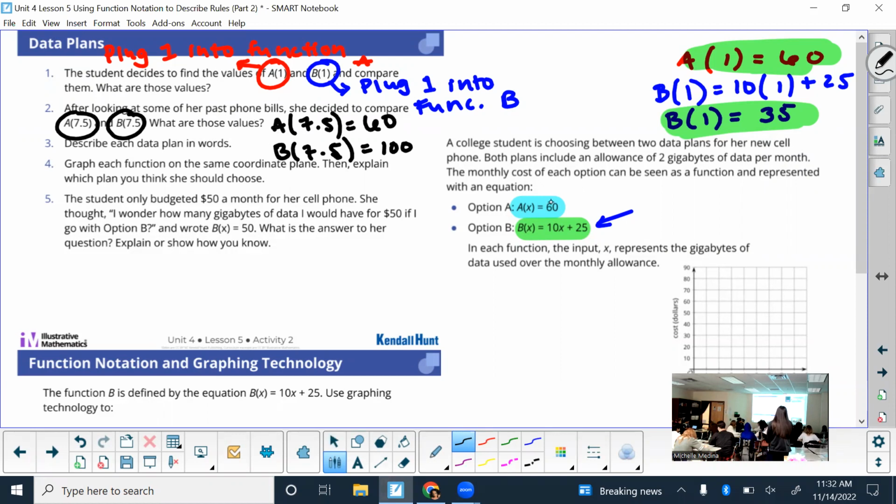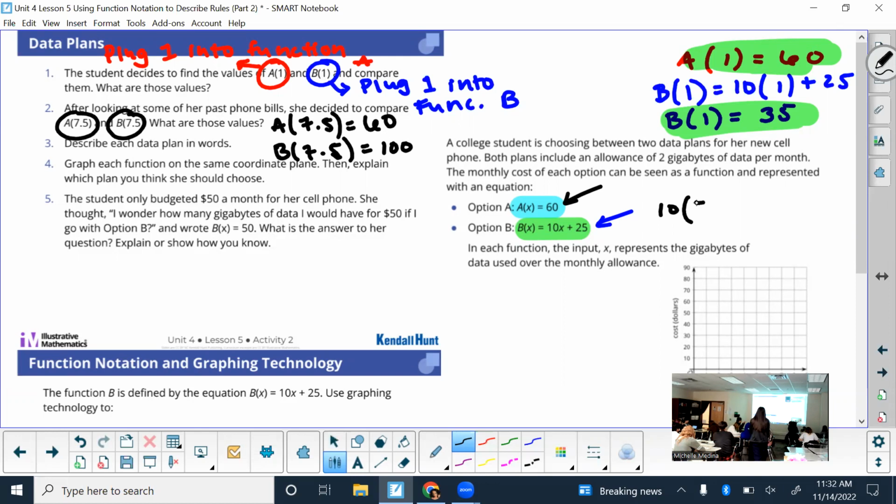And plugging it into the A function, why did we get the same output as when we plugged in 1? Because the right side is unchanged. On the right side, it's just 60. So no matter what the X is for function A, what's my output always going to be? 60. Good. Why is it different for the B function?